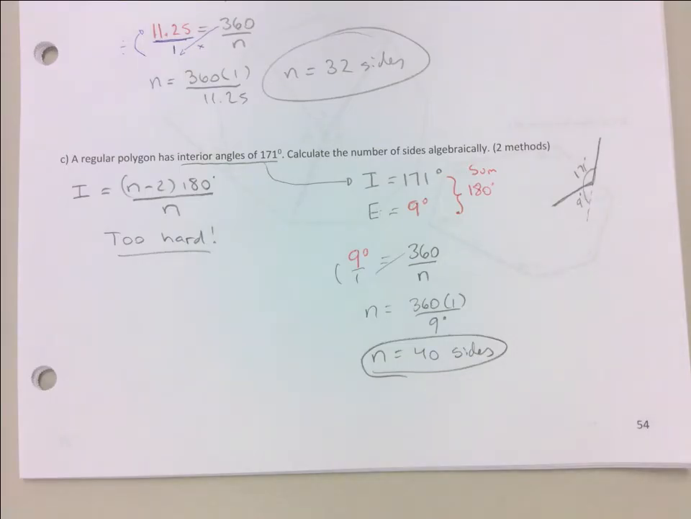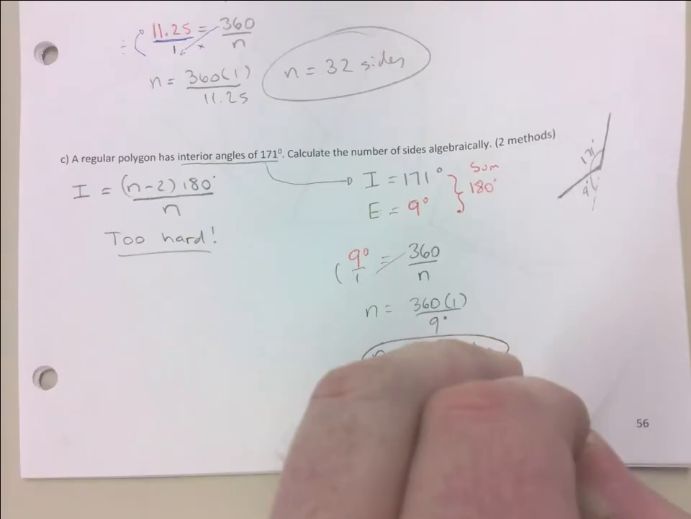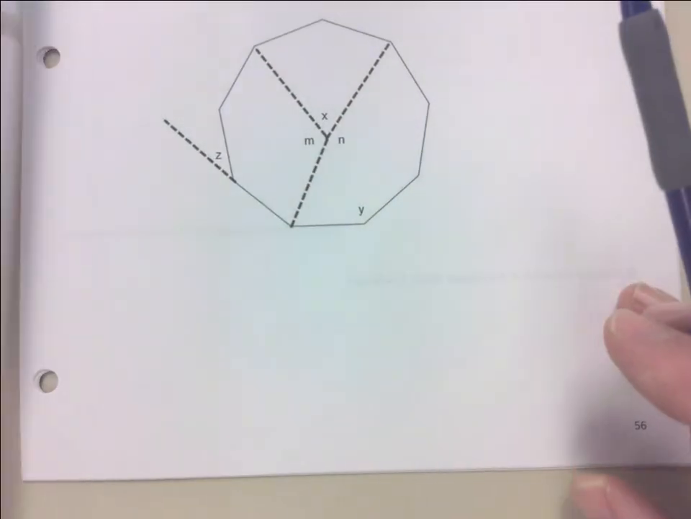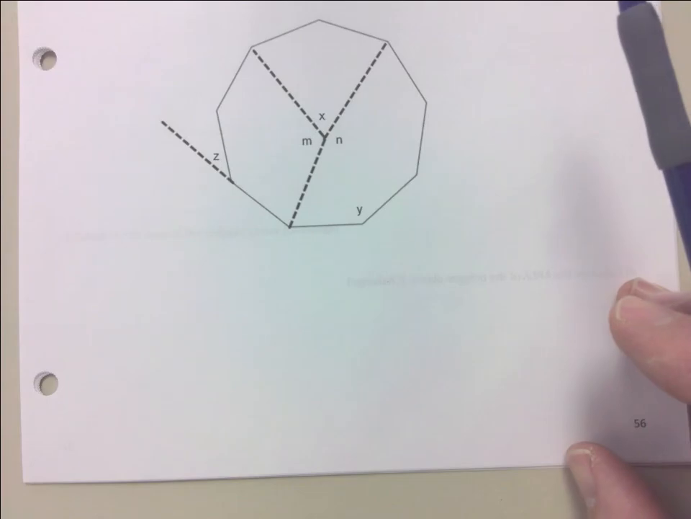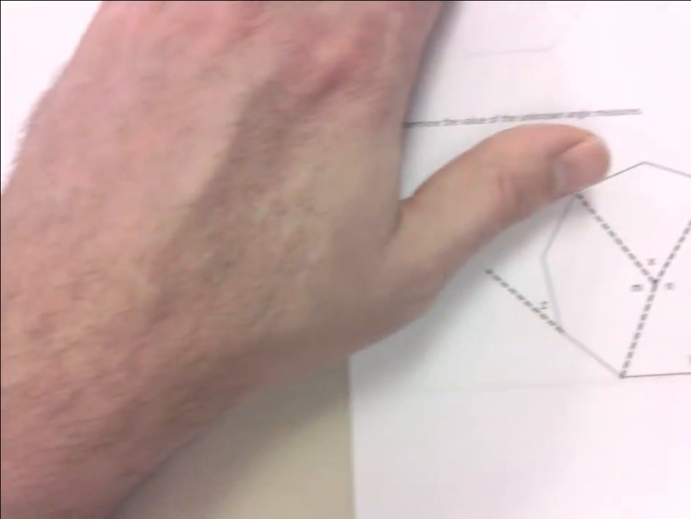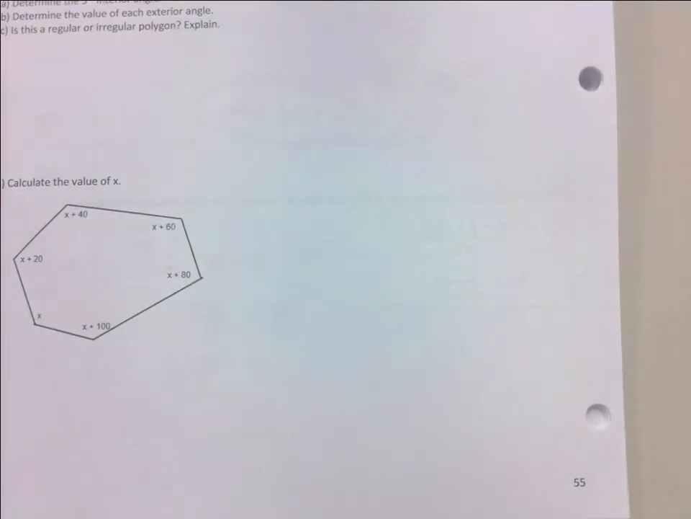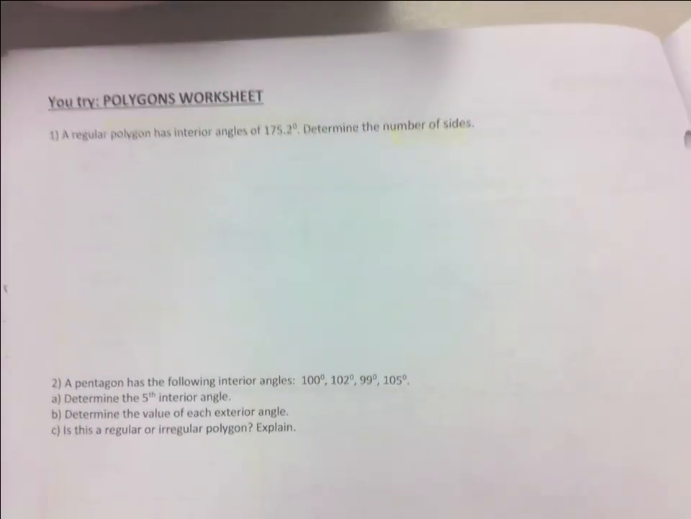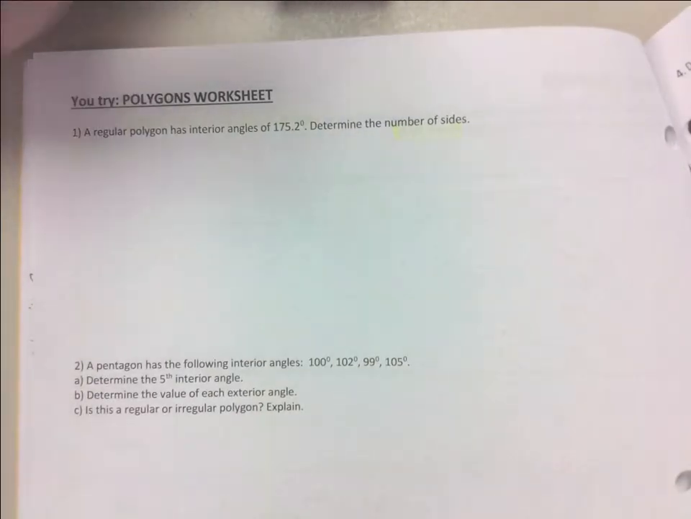Got it? You want to try one? I want you to work through 55 and 56. Do as much as you can. 55 and 56. And you ask me for help. You ask your friend for help.